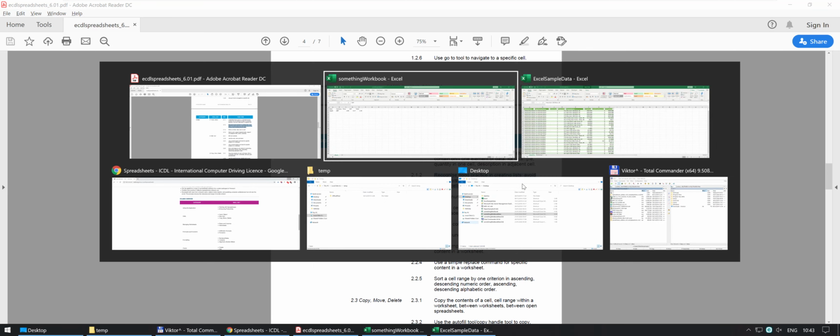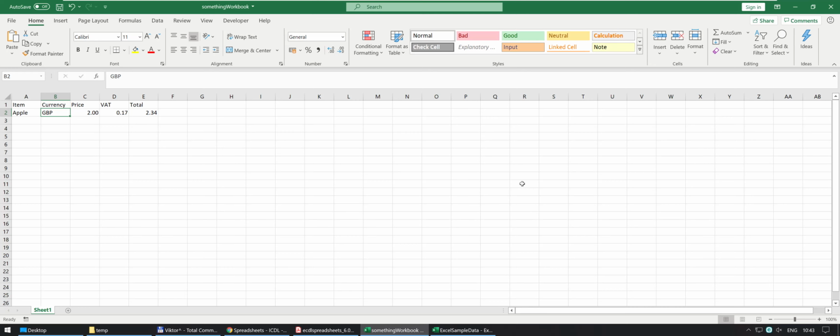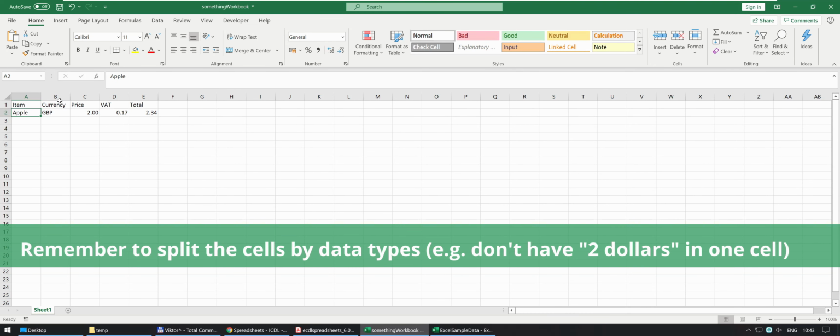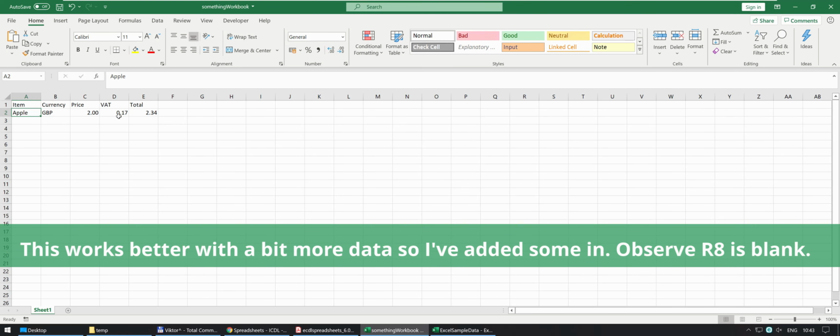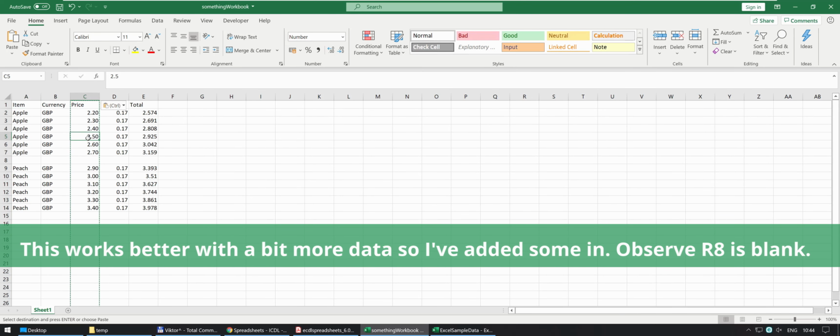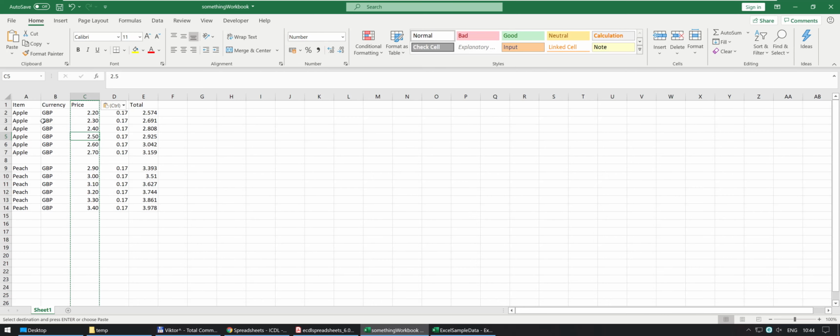So in the previous one I was explaining that text types should be separated from numeric types, and do watch that video if it doesn't really ring a bell or if you don't understand what I'm talking about. What I'm doing here is I have two blocks of data, and let's say I want to sort this, but let's also say that I want to sort all of it rather than separate the apples and peaches.